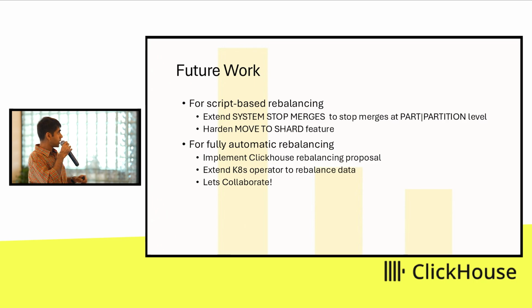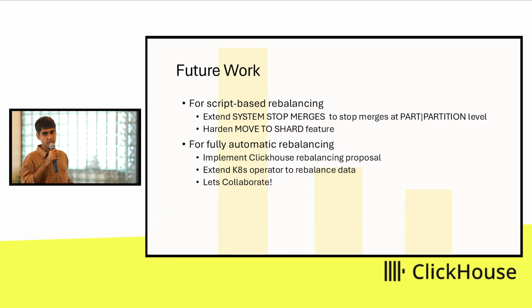Having gone through all this exercise, what is our wish list? What do we want next? The immediate thing for us to do is to harden our existing script. For that, we plan to propose a feature in ClickHouse to stop merges at the part or partition level. Right now, it is at the table level. So with that feature in hand, you could essentially harden the move part to shard feature, because it fundamentally requires you to stop merges while your parts are being moved.